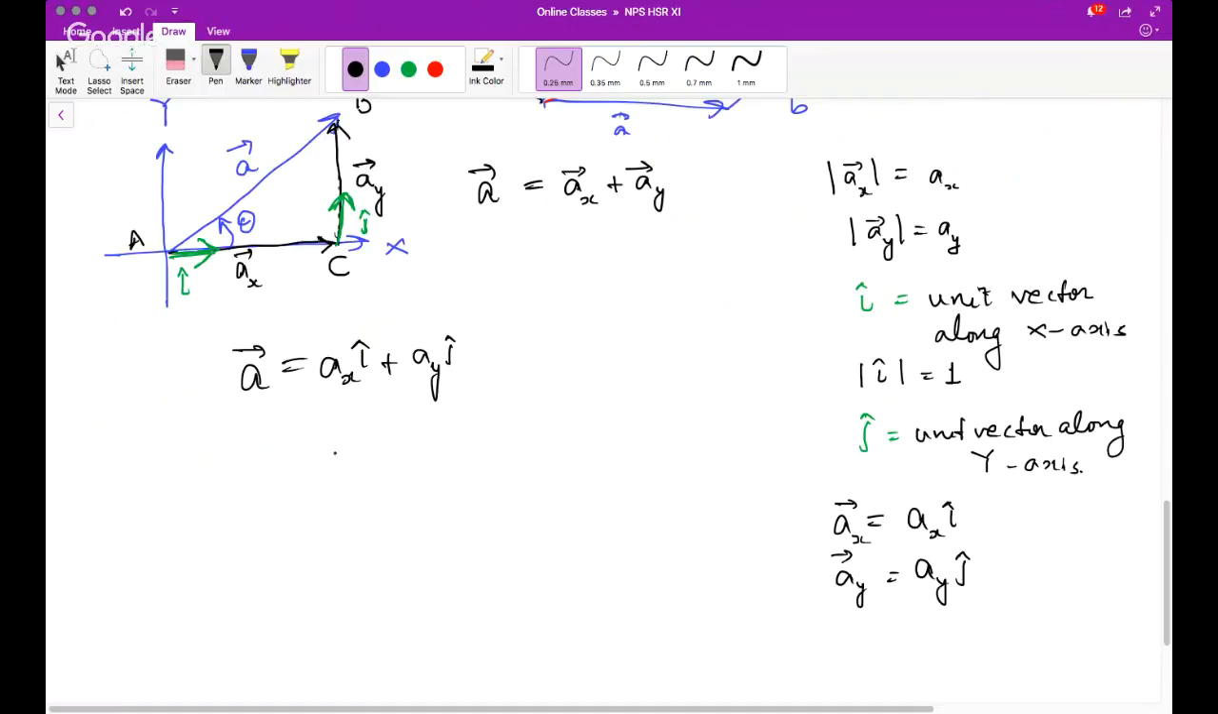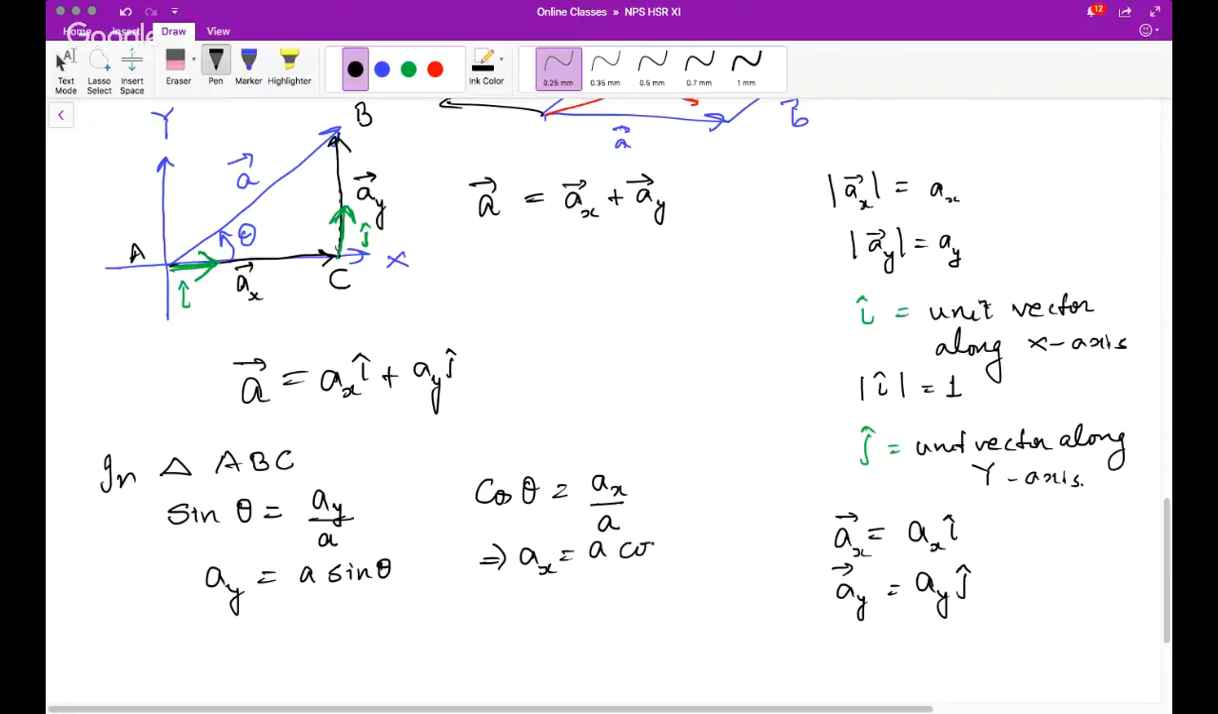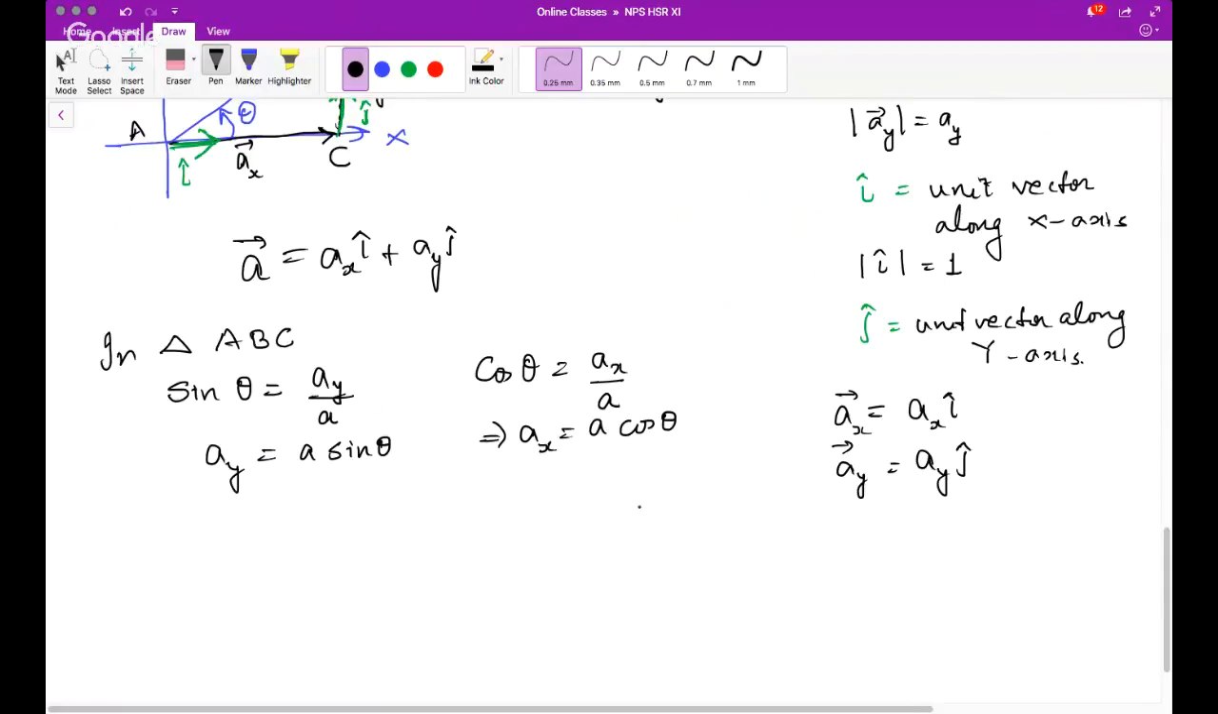Now you'll use trigonometry here. If you see in triangle ABC, sine theta is equal to AY upon A, perpendicular by hypotenuse, or opposite side by hypotenuse. So I can say AY is A sine theta. Similarly, cos theta is AX upon A, so this implies AX will be equal to A cos theta. Correct.